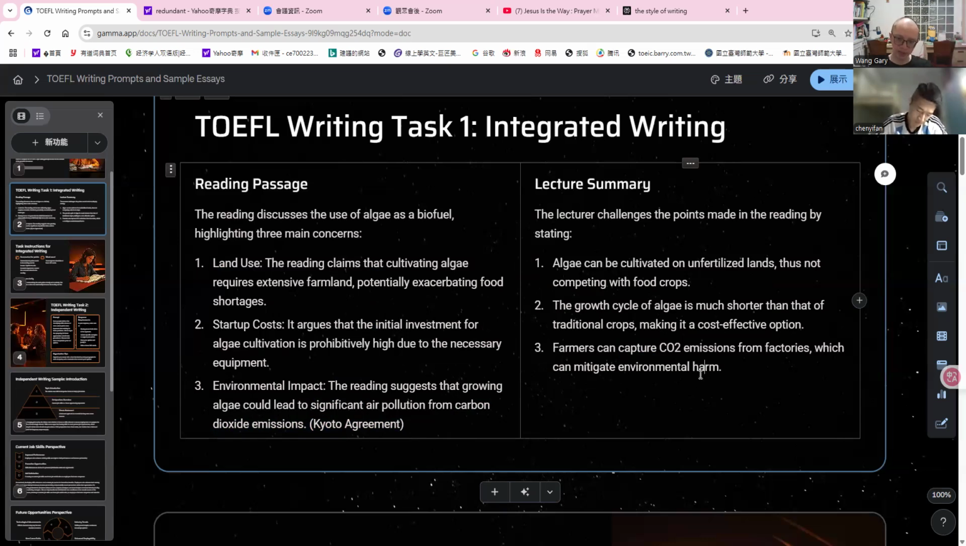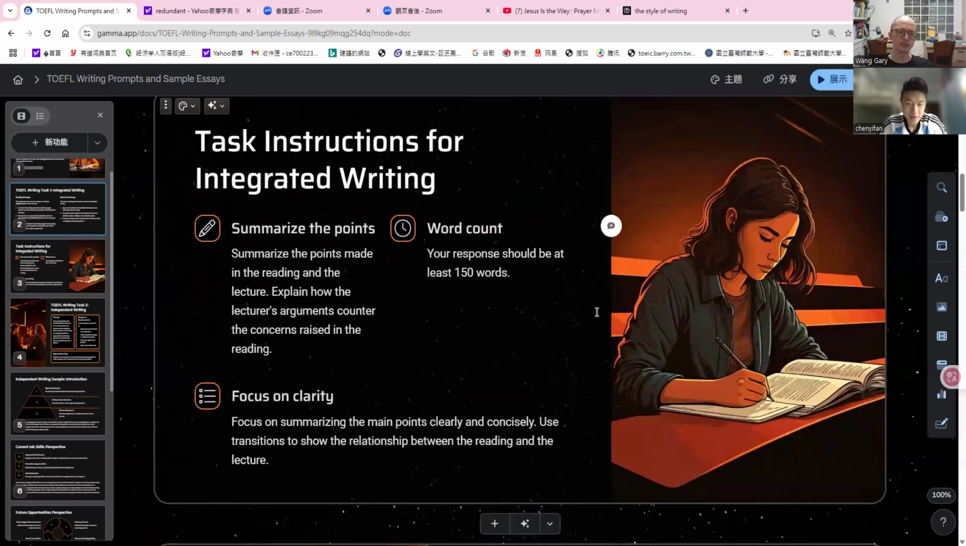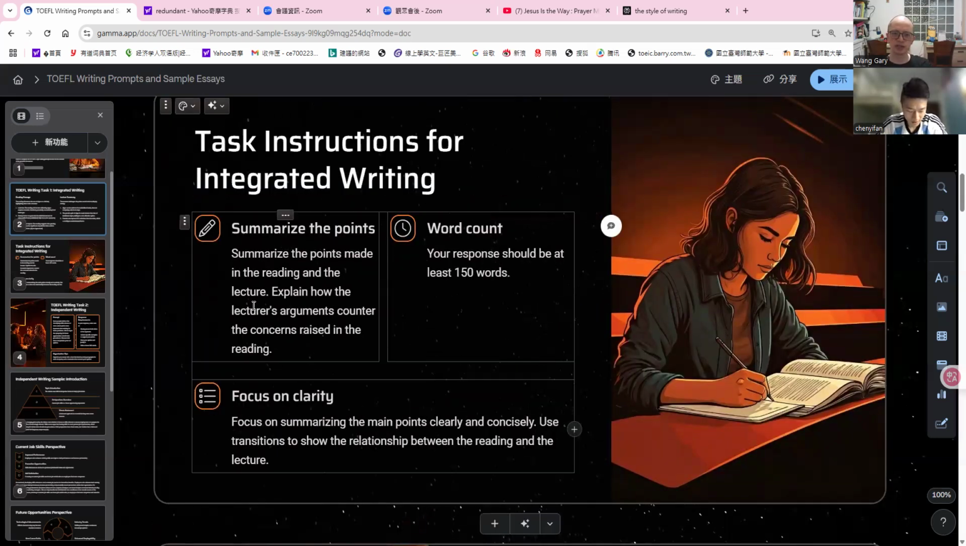So this page shows us high-level TOEFL IELTS writing words. I'll send you the link later. Okay, so the text instruction for integrated writing. I think you know these. Summarize the points, word count. So make sure you write more than 150 words.